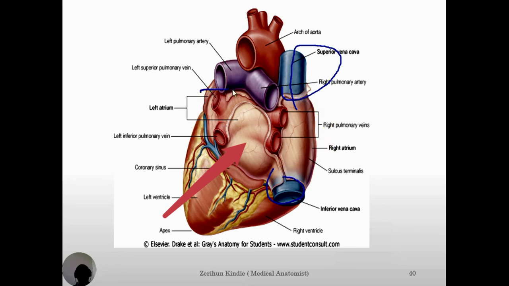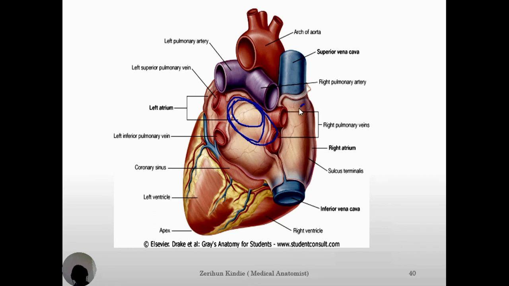So the base of the heart looks rectangular. In this rectangular structure, we should get those structures: the oblique pericardial sinus, the pulmonary veins left and right, and the superior and inferior vena cava. And this is the left atrium. This is the left atrium, and this one is the right atrium.